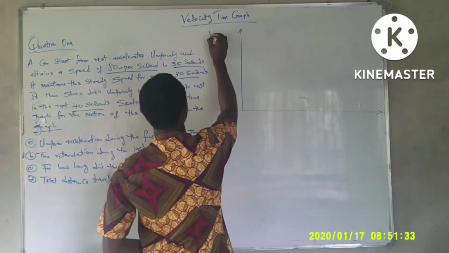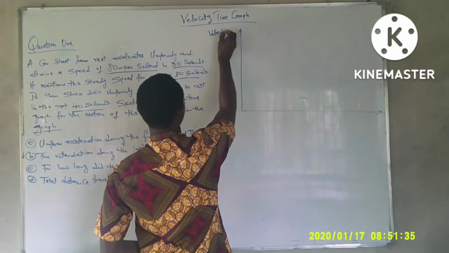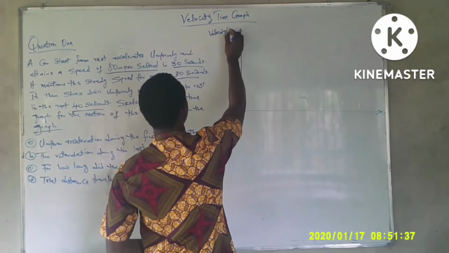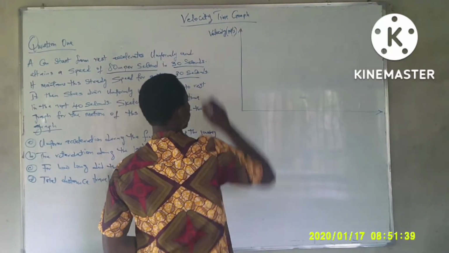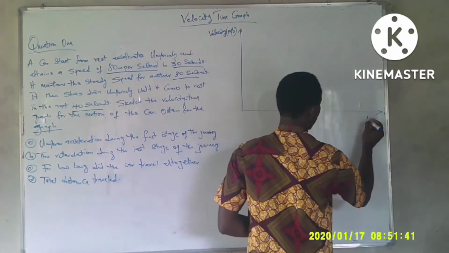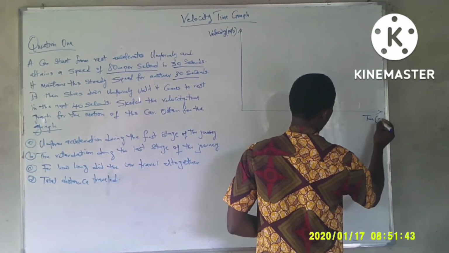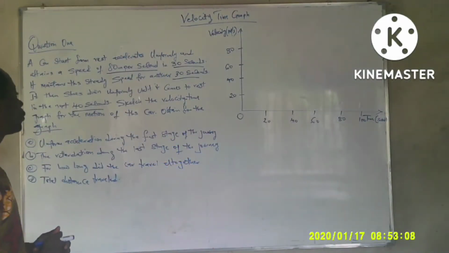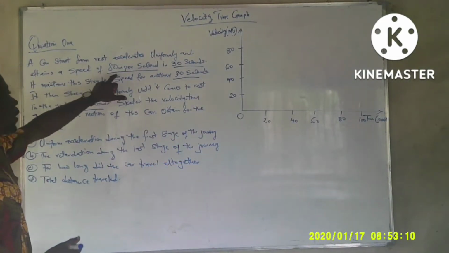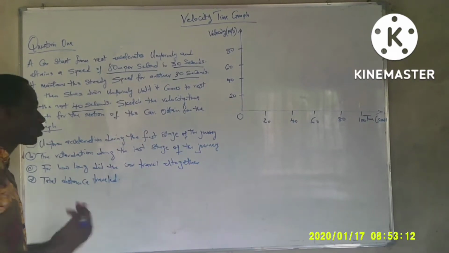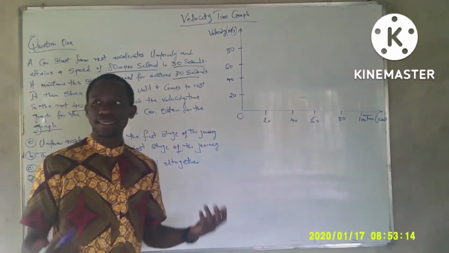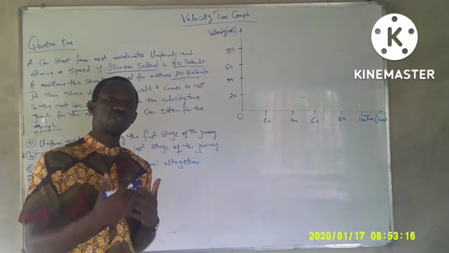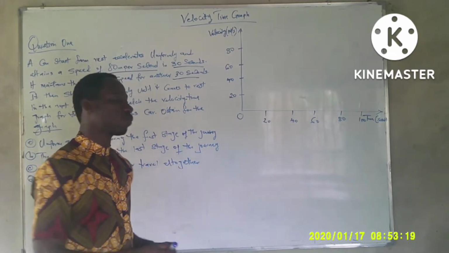Let me call this vertical line the velocity, and the unit of course is meters per second, and the horizontal line is the time. The unit is seconds. Take a speed of 80 meters per second. It starts from rest. Remember, from our previous videos, I said when the car starts from rest, the initial velocity is 0.